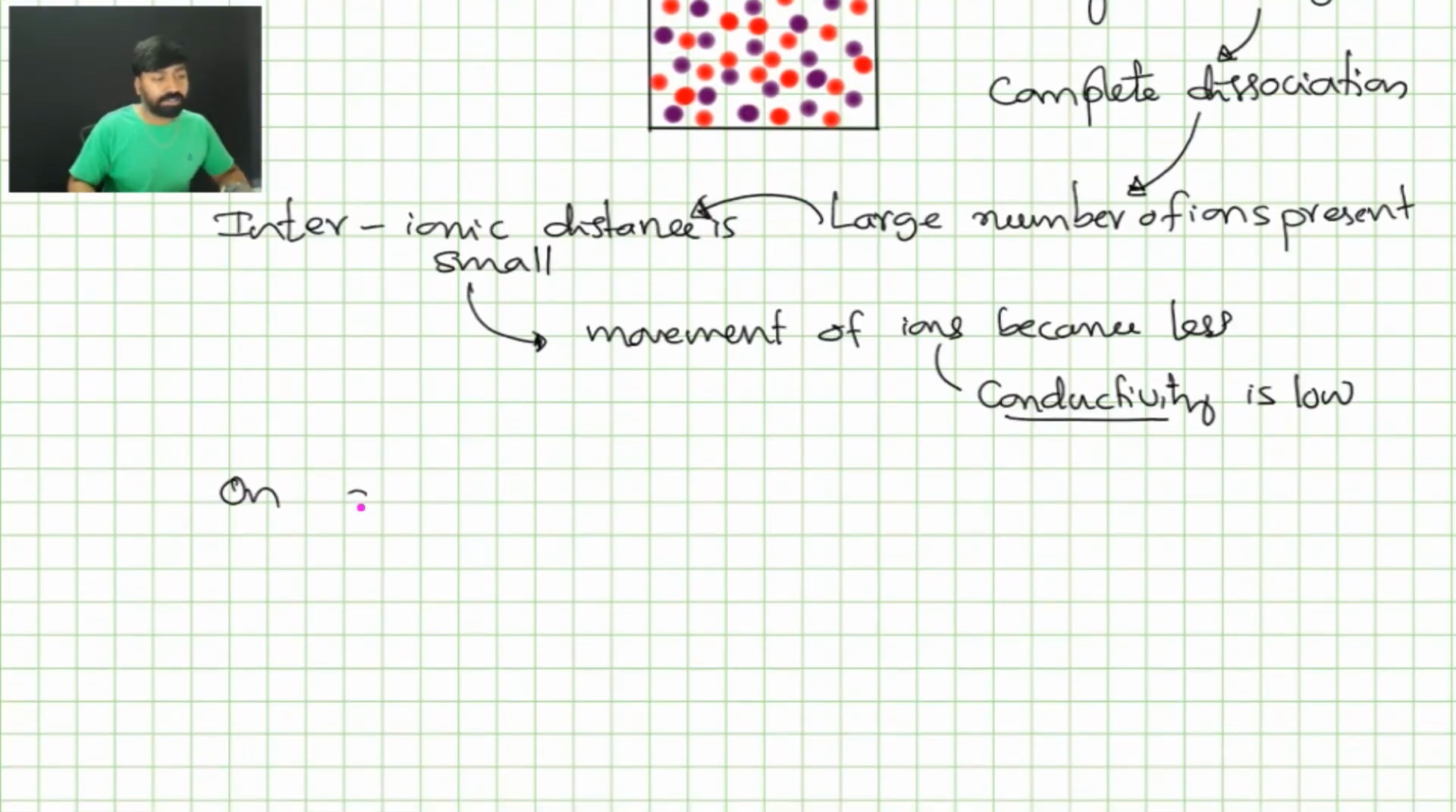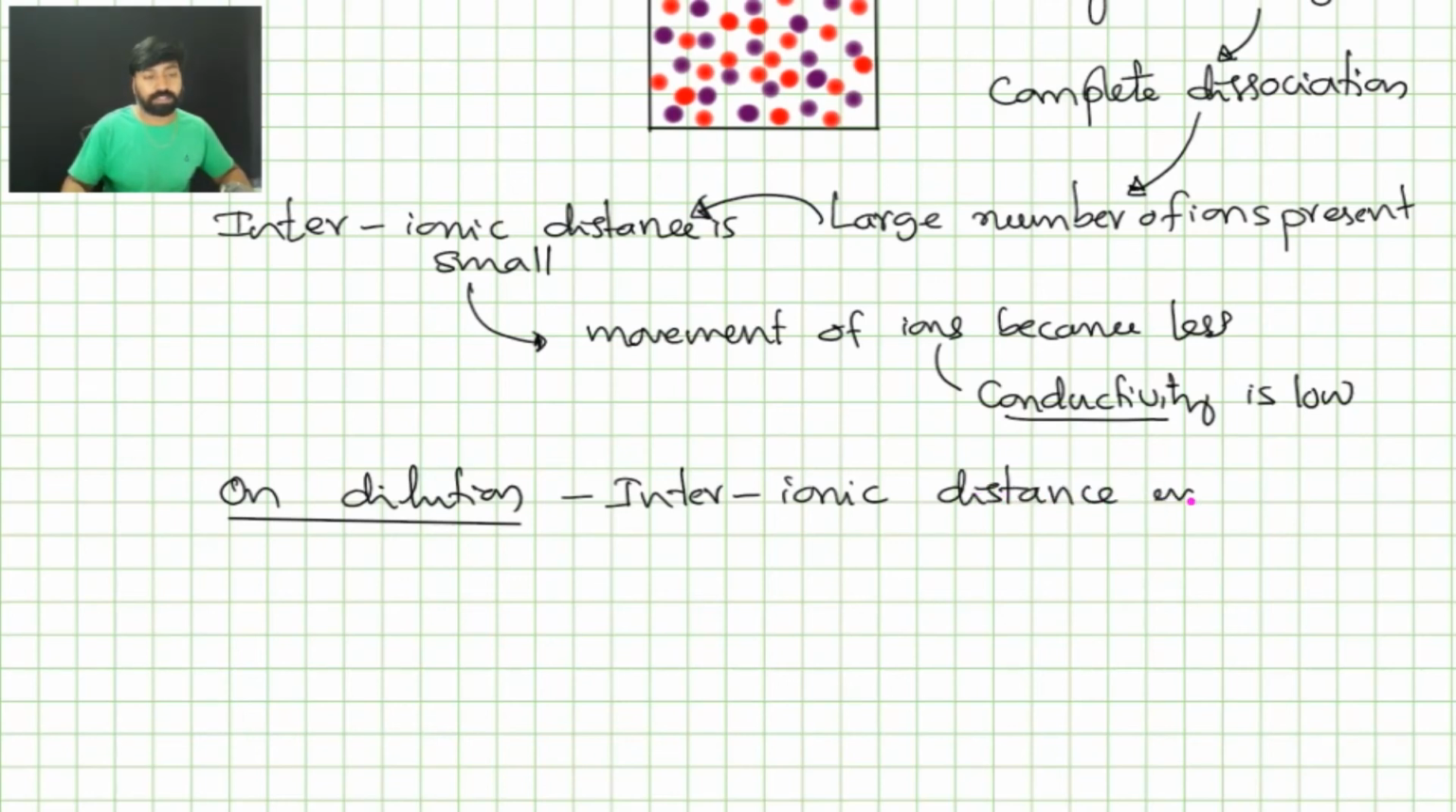On dilution, something happens here. As you increase the volume, the distance between the ions also increases. On dilution, the inter-ionic distance increases gradually. It's not sudden. As you go on adding the water, slowly the ions get separated out. Slowly the distance between the ions increases, and therefore the movement of ions slowly increases and conductivity also increases.